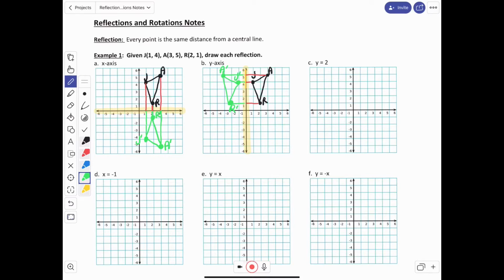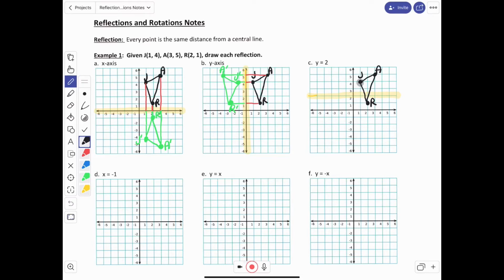Now, if we have the line y equals 2, remember, as we've talked about before, the graphs run the opposite direction of your axes. So this is going to be a horizontal line, and we're reflecting across this line this time. We still apply JAR. We have 1, 4, so here's J. A is at 3, 5. R is at 2, 1.